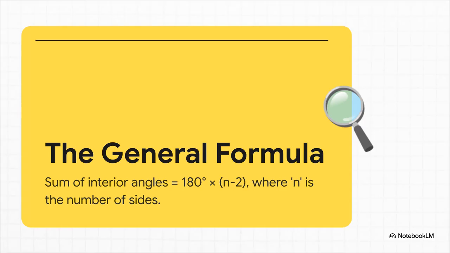And that simple little pattern gives us this beautiful, simple formula that works for any polygon you can imagine. To get the sum of all the inside angles, just take the number of sides, n, subtract 2 from it, and multiply that by 180. That's it. It works every single time.